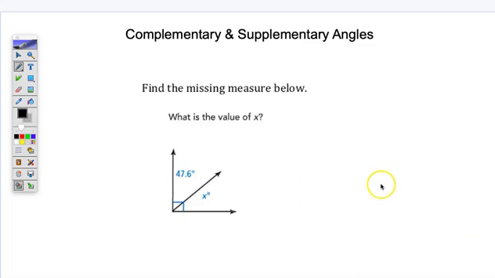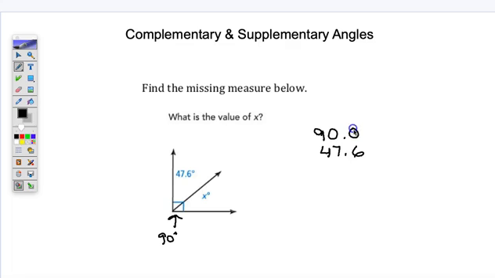Find the missing measure below. So in this angle, we can definitely see that this little box here means that they do have to sum to 90 degrees. So two angles that sum to 90 are complementary, and we need to find the missing angle. So let's start with 90 degrees, and let's subtract the angle that we do know.